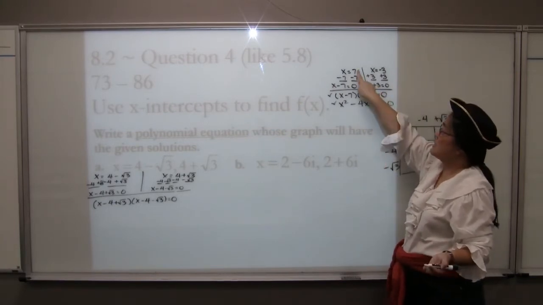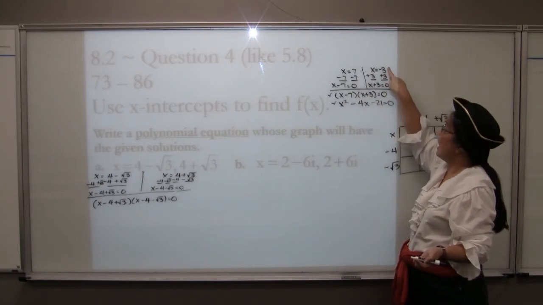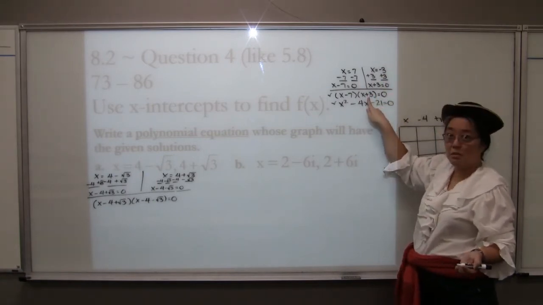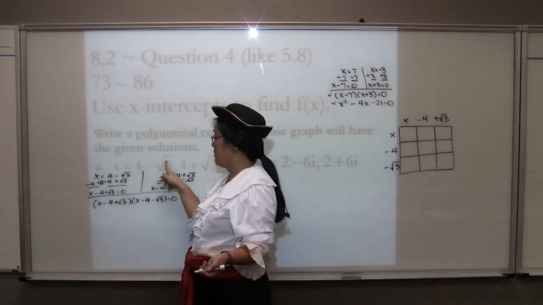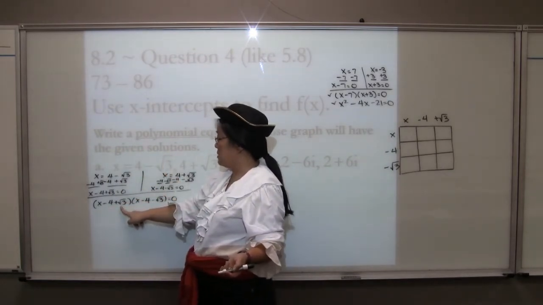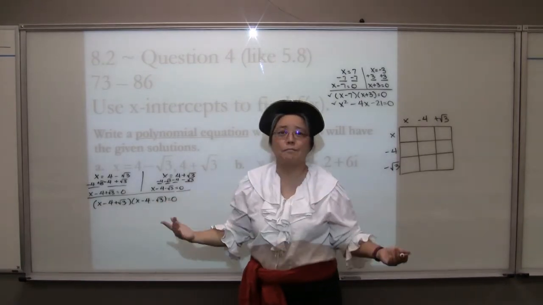And what they did was they said, hey, I have a positive 7 and in here it's a negative 7. I have a minus 3, so in here it's a positive 3. I have a positive 4, so in here it's a negative 4. I have a minus square root of 3. I have a positive square root of 3. I just change every single sign. Folks, I'm fine with that.